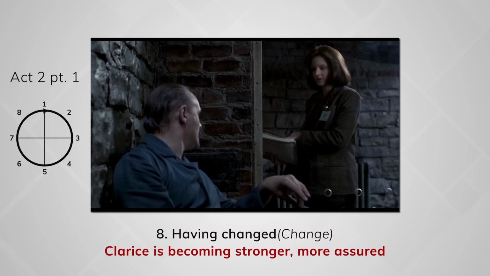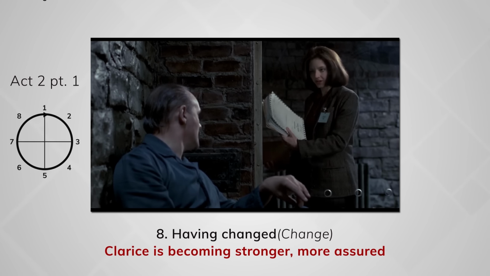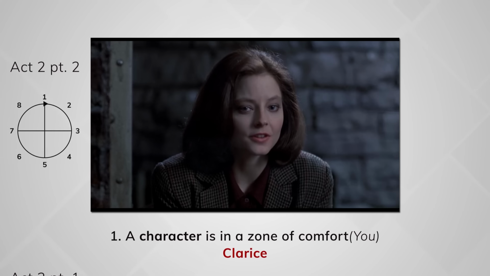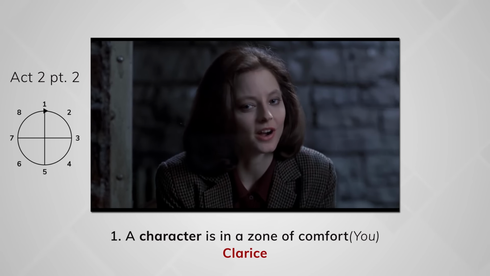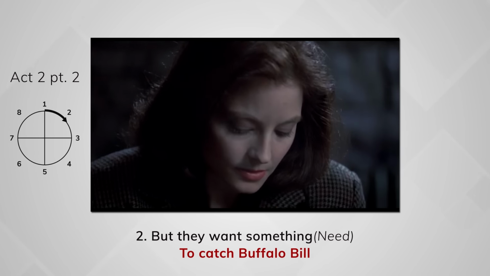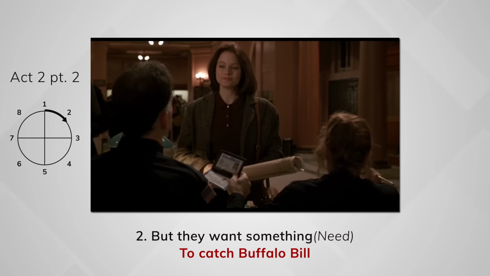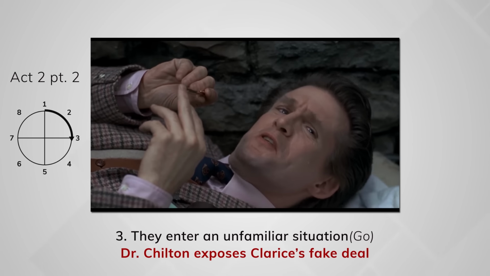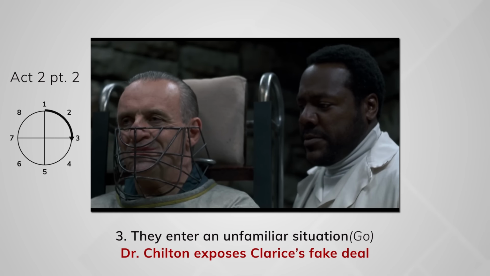The earlier Clarice would never have made such a bold move as to present a lie to Hannibal, but she does now. In the second part of the second act, our character is Clarice once again. Her desire still remains becoming an FBI agent by capturing Buffalo Bill. Clarice is again placed into another unfamiliar situation when Dr. Chilton reveals to Hannibal the truth about the deal Clarice offered.